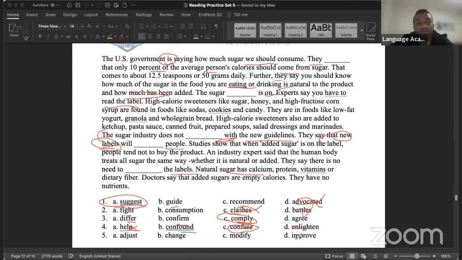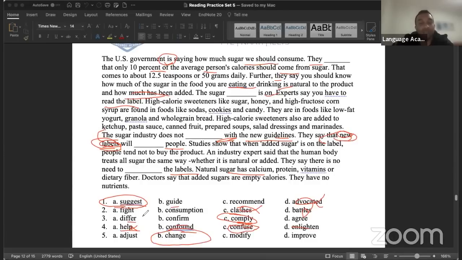Now, change, adjust, modify, or improve. They're not talking about modifying it, or about improving it. They're talking about completely changing it, right? Because there are new guidelines, new labels will dash people. So look at that word. He's talking about new labels. So that is why here the right answer will be change.